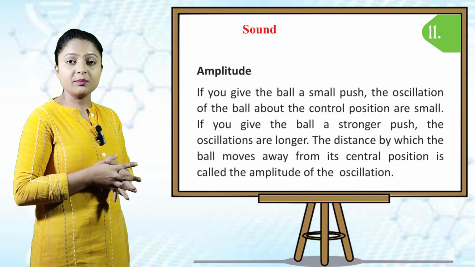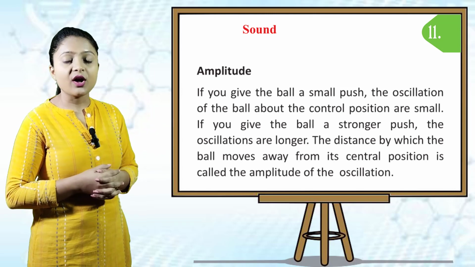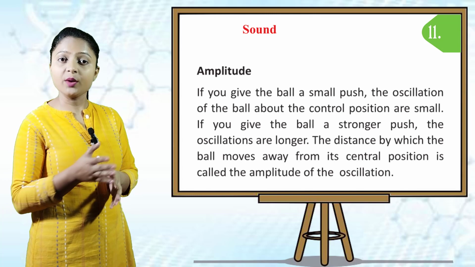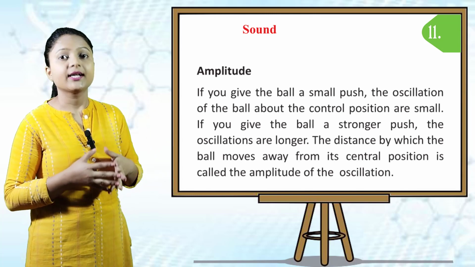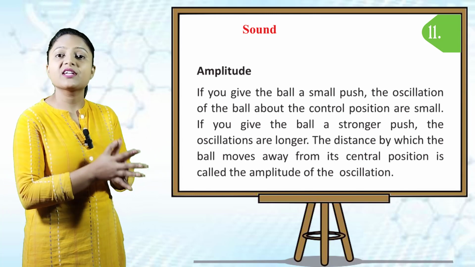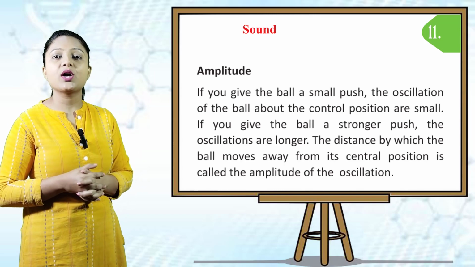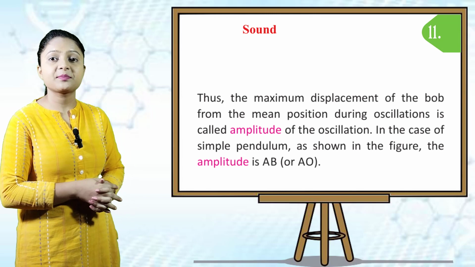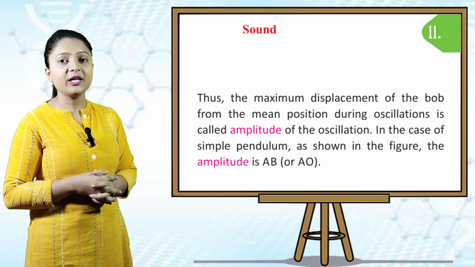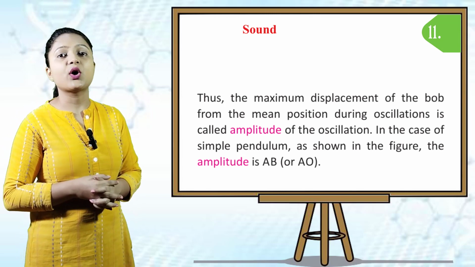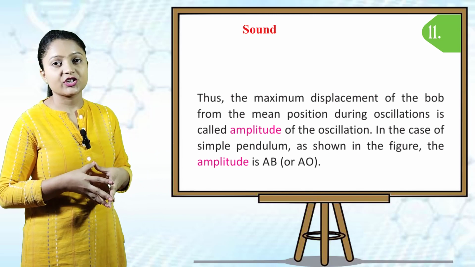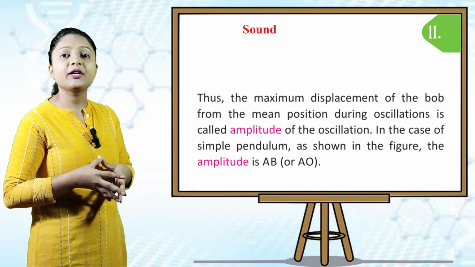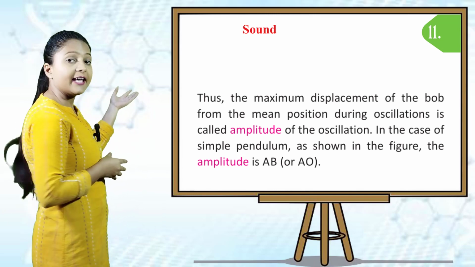Amplitude. If you give the ball a small push, the oscillations of the ball about the central position are small. If you give the ball a strong push, the oscillations are larger. The distance by which the ball moves away from its central position is called the amplitude of the oscillation. Thus, the maximum displacement of the bob from the mean position during oscillations is called the amplitude of the oscillation. In the case of the simple pendulum, as shown in the figure, the amplitude is AB or AO.